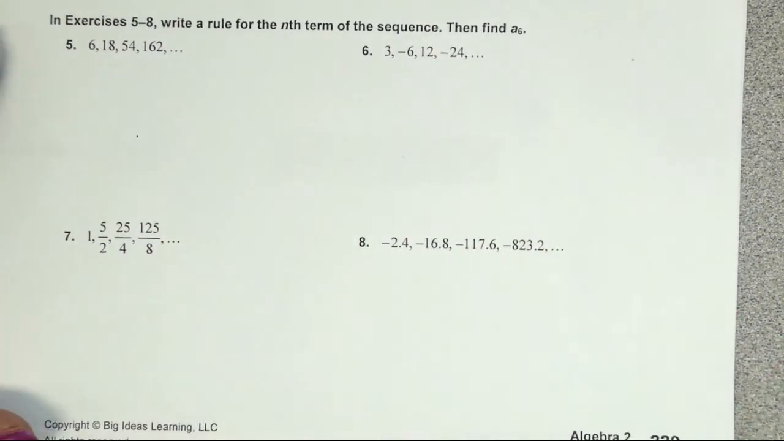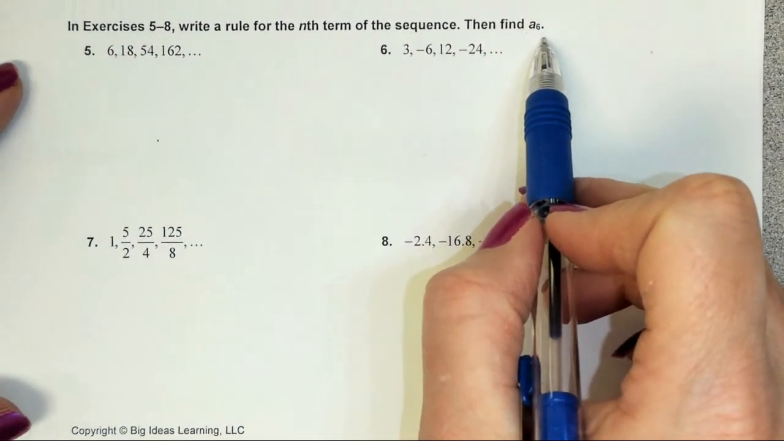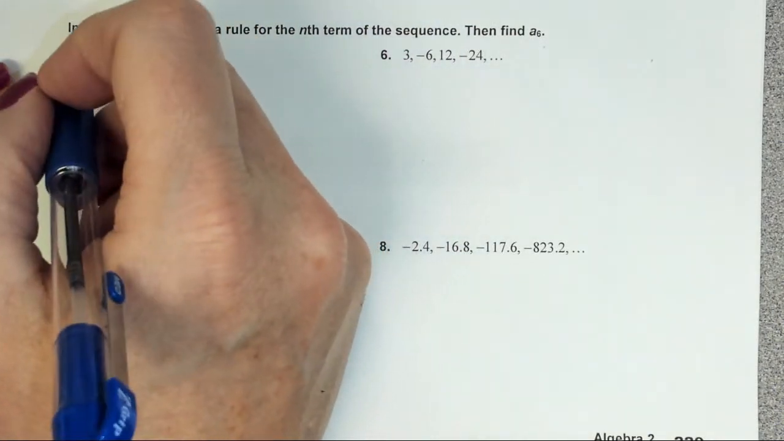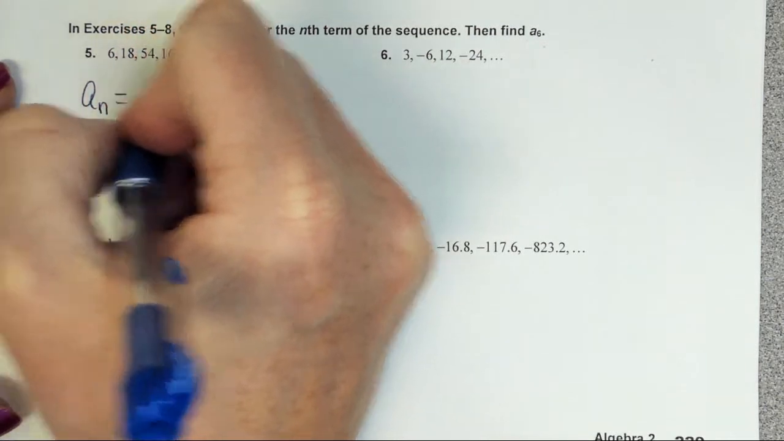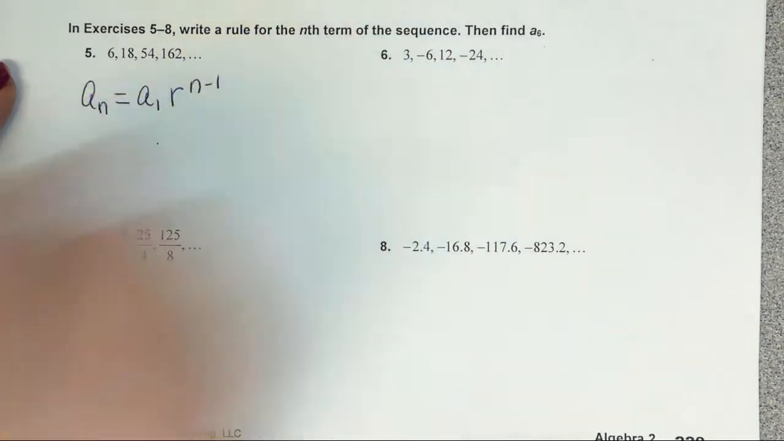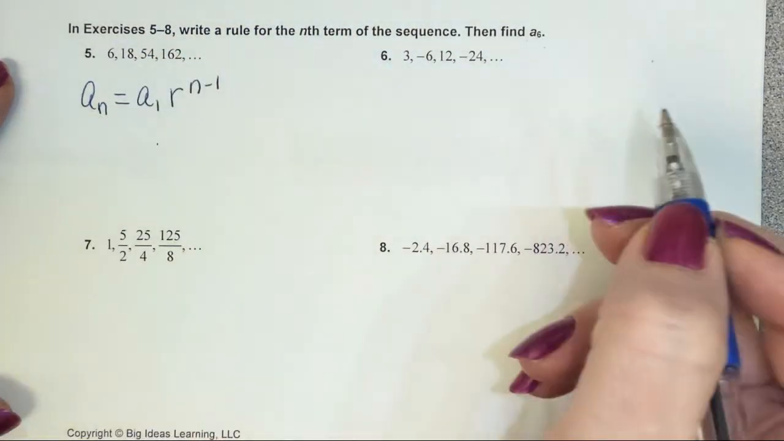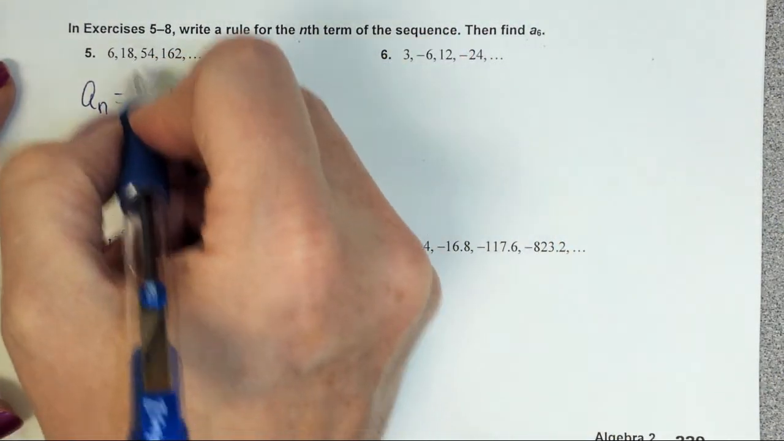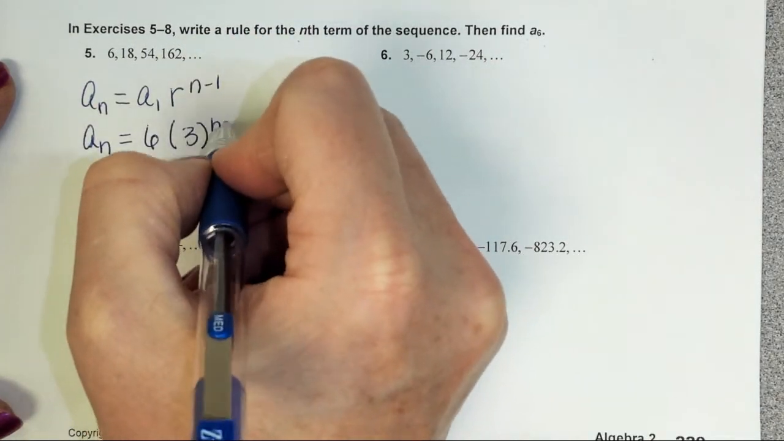All right. Write a rule for the nth term of the sequence, then find a sub 6. Okay, so do you remember what our formula is? Without looking, can you remember it? A sub n equals? Great. All right, so then we're going to substitute in. So we're finding the nth term rule: a sub n equals a sub 1 times r to the n minus 1, which is 3 to the n minus 1.